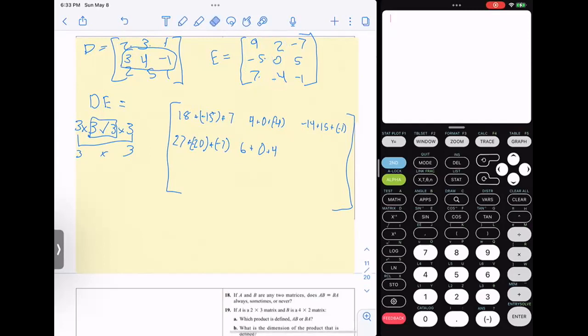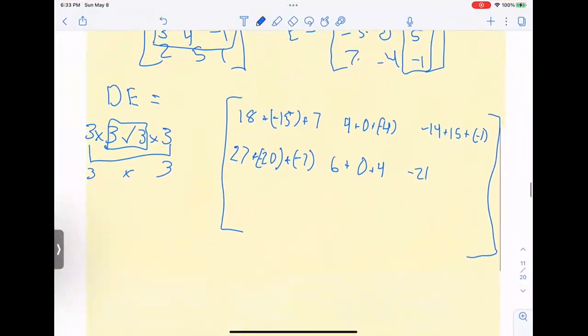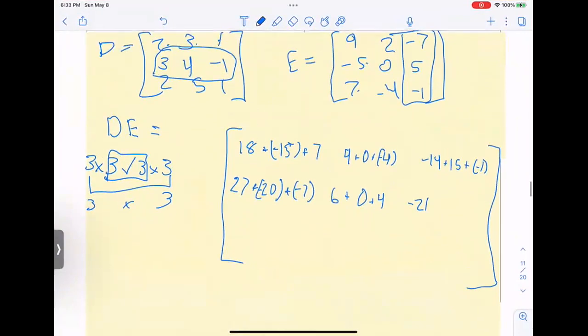Let's find that second row, third column. We have negative 7 times 3, which is negative 21. Let's slide this calculator out of the way. There, a little nicer workspace. And then we have 4 times 5, so plus 20, plus negative 1 times negative 1, which is just 1.